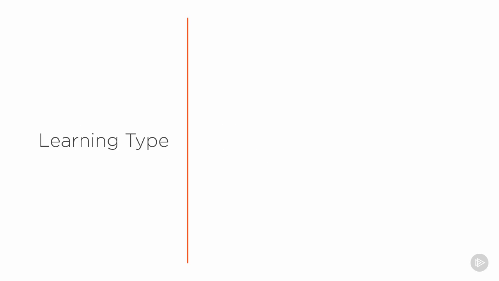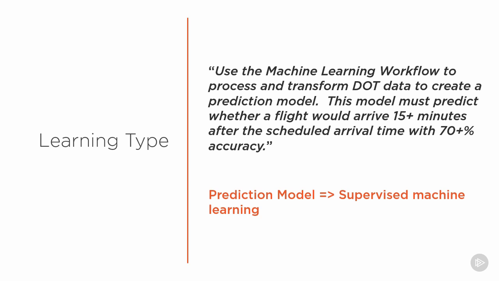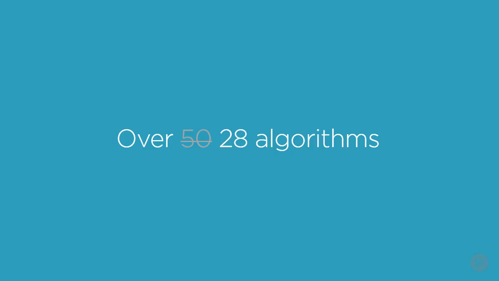Each algorithm has a set of problems it works best in. One way to divide them is to look at the type of learning they support. With that in mind, let's go back to the solution statement and see what guidance it offers. Reading the statement, we see our solution is about prediction. Prediction means supervised machine learning, so we can eliminate all algorithms that do not support supervised machine learning.